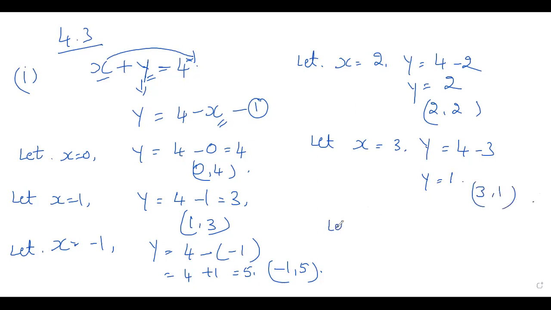Next, let x is equal to 4, y is equal to 4 minus 4, that is 0. 4, 0. So these are all the coordinates, that is x and y values we are getting. So now you are going to plot on the graph.